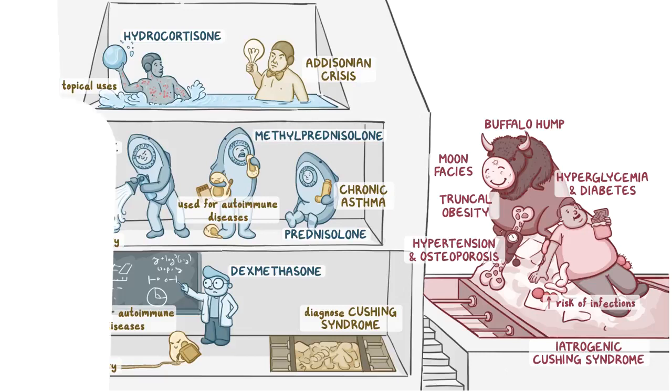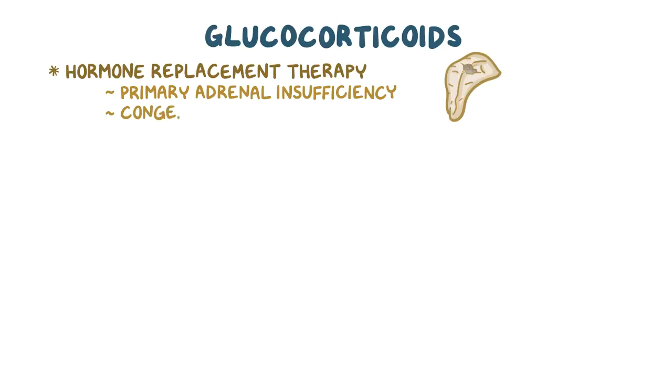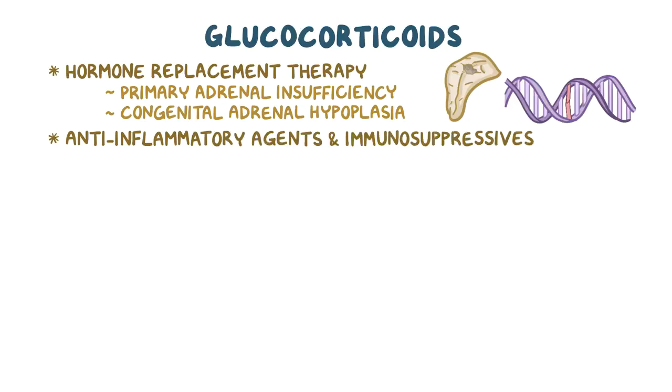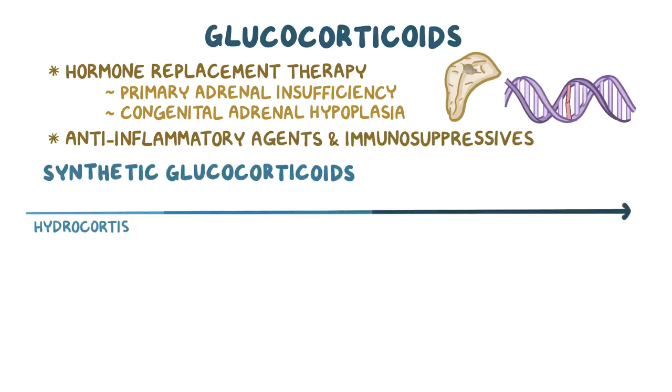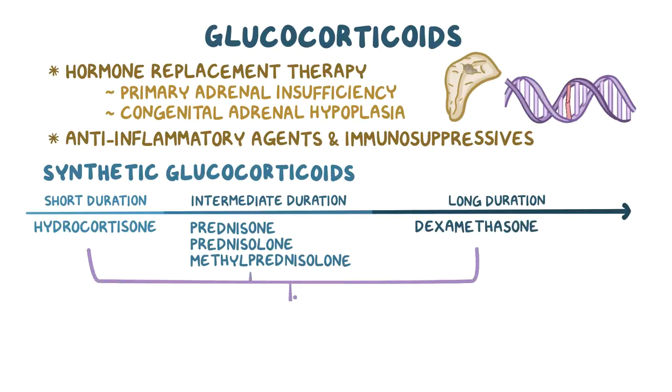Alright, as a quick recap, glucocorticoids can be used in hormone replacement therapy in adrenal disorders like primary adrenal insufficiency or congenital adrenal hypoplasia. However, they are more commonly used as anti-inflammatory agents and immunosuppressants. Synthetic glucocorticoids include hydrocortisone, which has a short duration of action, medications like prednisone, prednisolone, and methylprednisolone, which have intermediate duration of action, and dexamethasone, which has a long duration of action. These synthetic glucocorticoids have very potent anti-inflammatory activity.